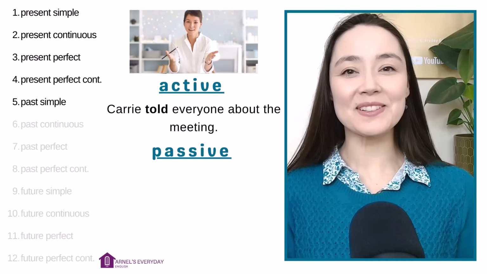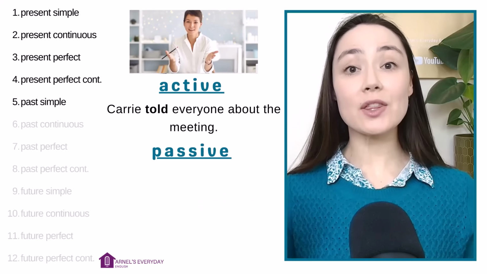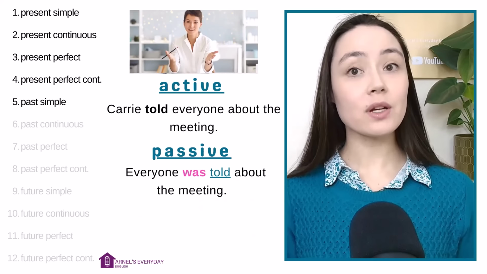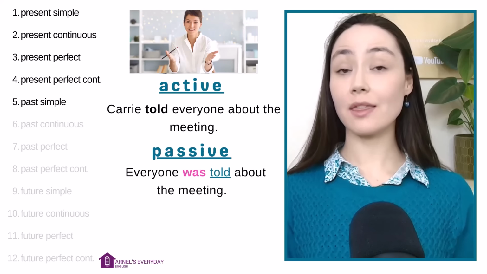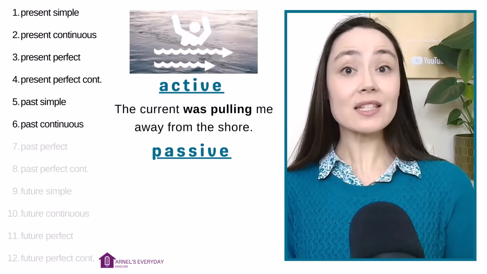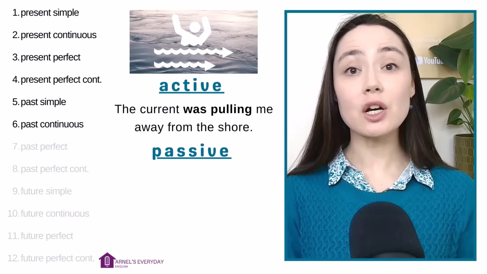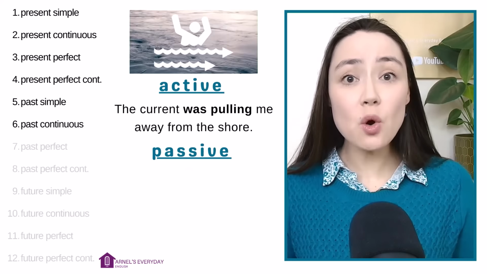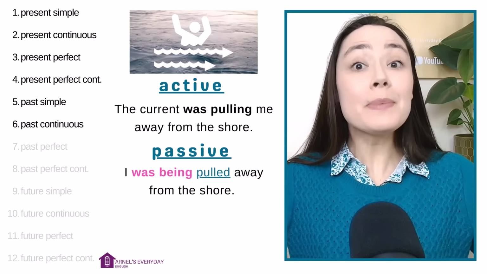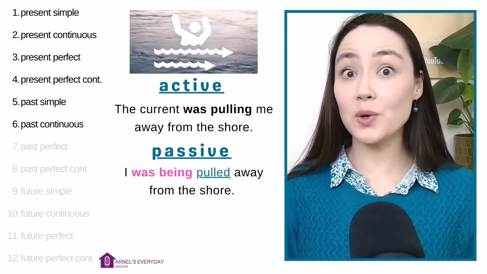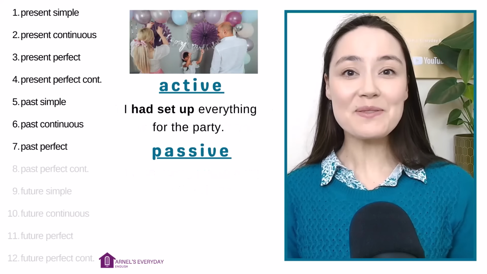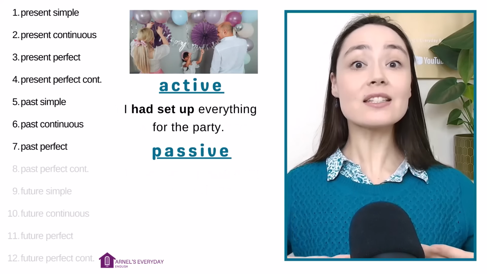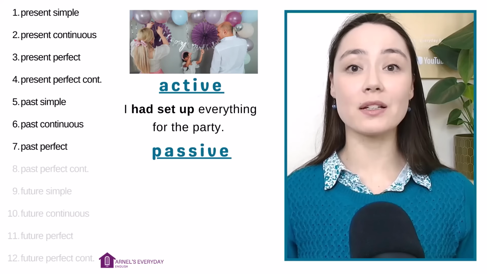Past simple. Carrie told everyone about the meeting. Everyone was told about the meeting. Past continuous. The current was pulling me away from the shore. I was being pulled away from the shore. Past perfect. I had set up everything for the party.